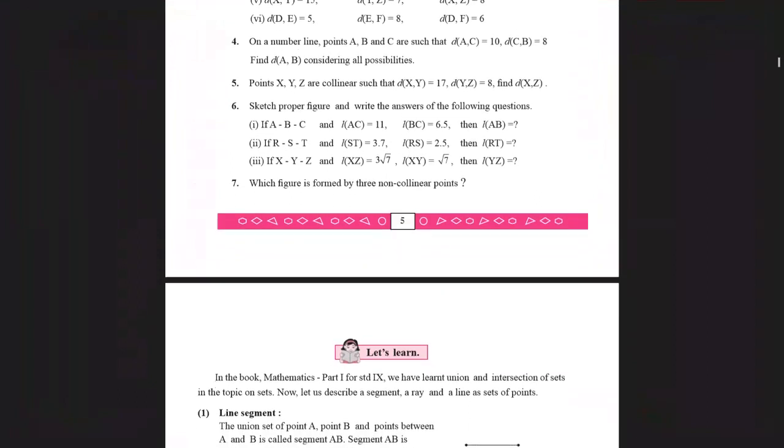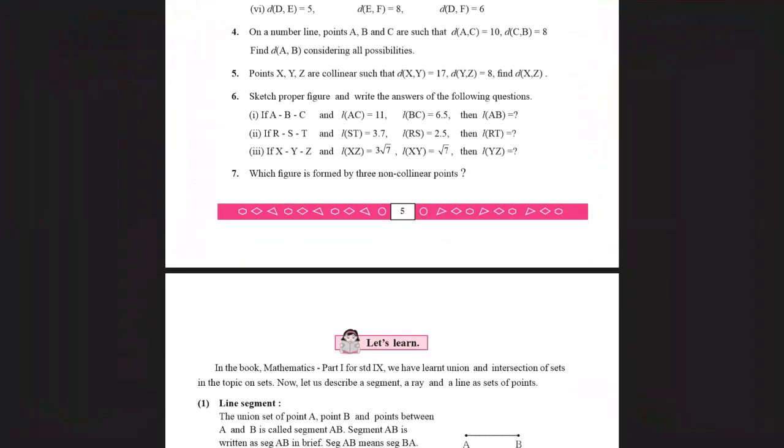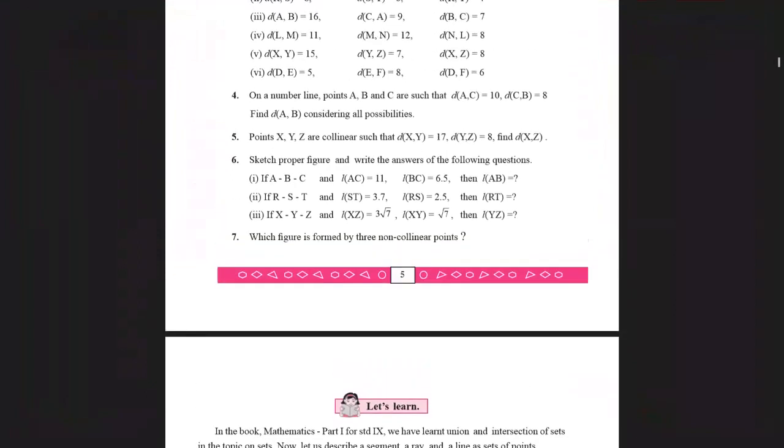Now let's go to question number 4. This is slightly different. Question number 4 says, on a number line, points A, B and C are such that distance of AC is equal to 10. Distance of CB is equal to 8. Find distance of A, B considering all possibilities. Now, what are the kind of possibilities that may come? Go to the question again. Distance of AC is 10. Distance of CB is 8.